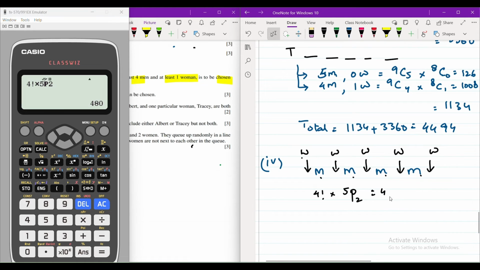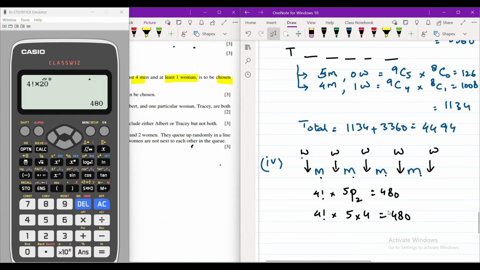We get 480. Okay. Another way we could think about this is 4 factorial for the men. Since we have 2 women, for the first woman, we have 5 choices. For the second woman, how many choices do we have? Not 5, but 4 places over here. So if I multiply 4 factorial times 5 times 4, we will get the same.